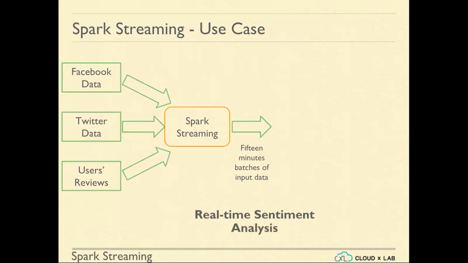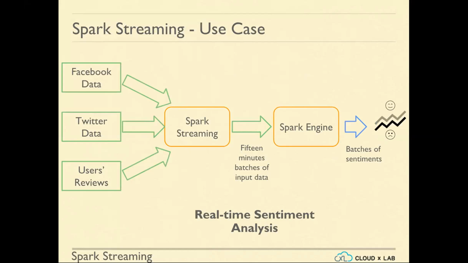So Spark Streaming consumes data from Facebook, Twitter, and users' reviews, and every 15 minutes it will consume the data from all these sources and break it down into 15-minute batches of input data. Then the Spark engine will process it and give you the sentiment, whether people are liking it or not liking it, negative or positive.